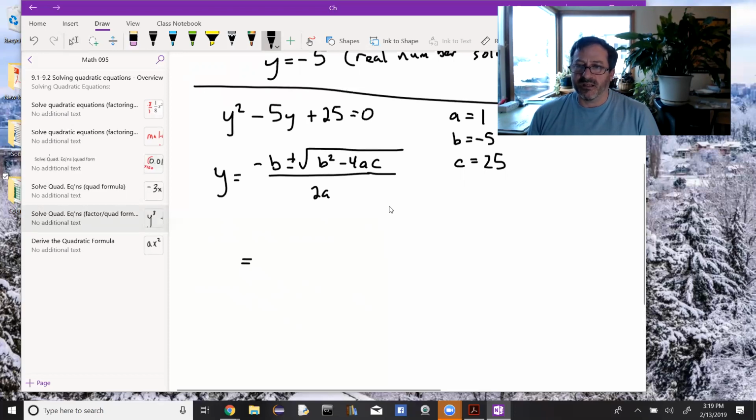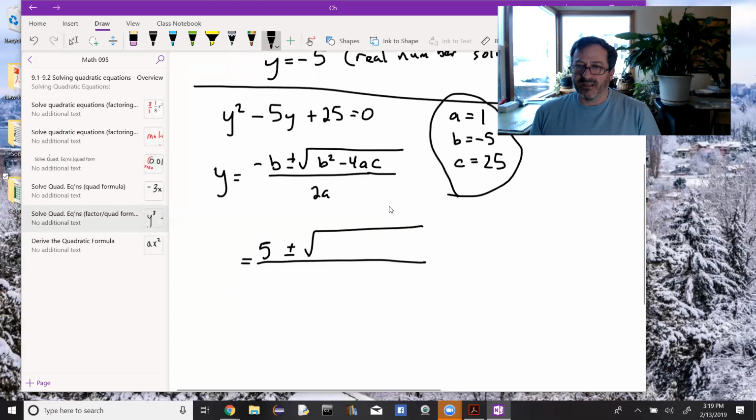And having written the numbers down, it's then okay to just plug them into the formula. So -5, I figure out before I write down, will be a positive 5, plus or minus the square root of, here's where the real benefit is, -5 squared is positive 25. And then minus 4 times 1 is 4, times 25 is 100. So minus 100 all over 2. And this guy is 5, plus or minus the square root of -75 over 2.